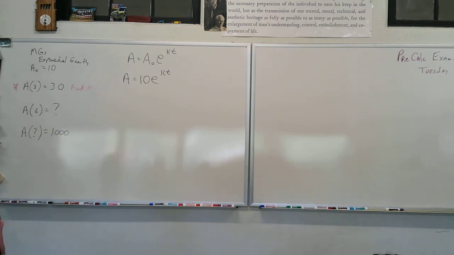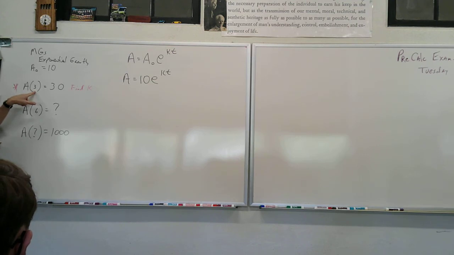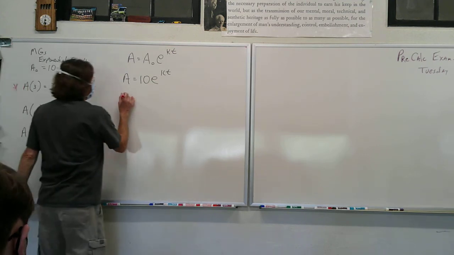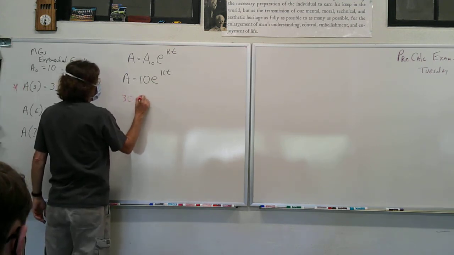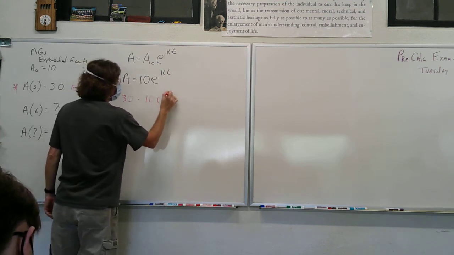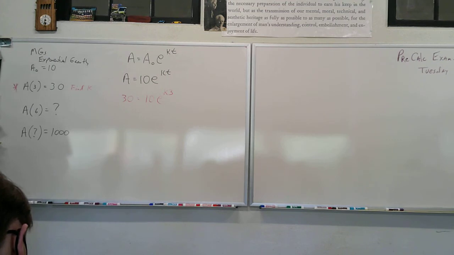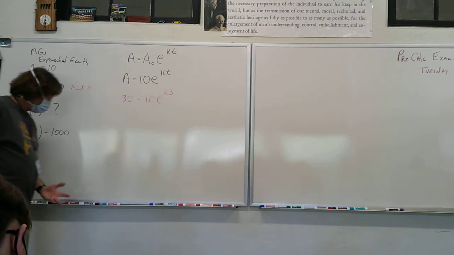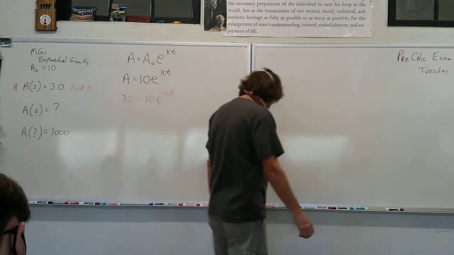And here's how you do it. You know the amount is what? 30. And you know the time is how much? 3. So 30 equals 10 e to the k times 3. And somebody says, Mr. Evans, you should have written that 3k. And you're like, I should write it 3k, but I'm just trying to show you exactly where I put it.